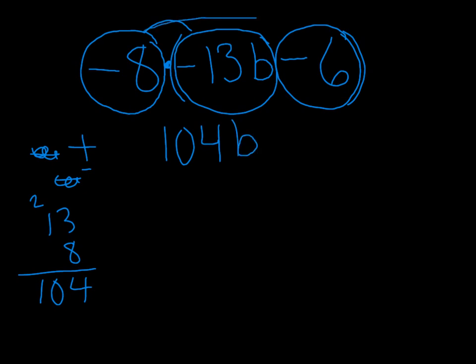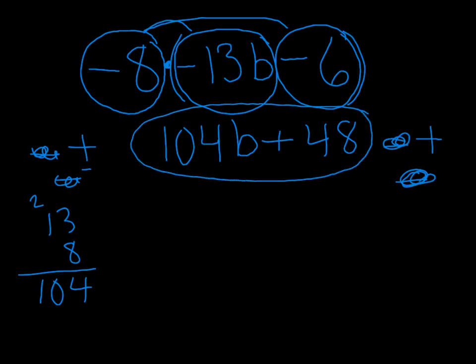And next I have -8 times -6. So I have a negative times a negative. That's going to be a positive. 8 times 6, I do have that memorized. That's 48. And then we're always adding our terms. So my final answer for this one would be 104b plus 48. Okay, I hope this helps.